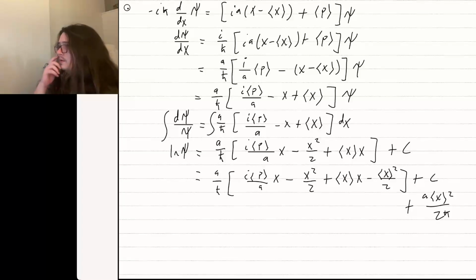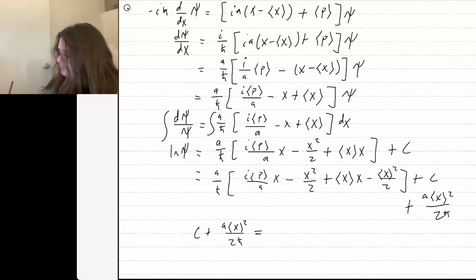The cool thing is that the expectation value of x is a constant in this equation, so we don't actually have to include it explicitly in the form of the solution. We can just lump it up into the constant that is c. So I'm going to call a new constant, c plus A expectation value of x squared over 2 h bar, I'm just going to call that constant b.